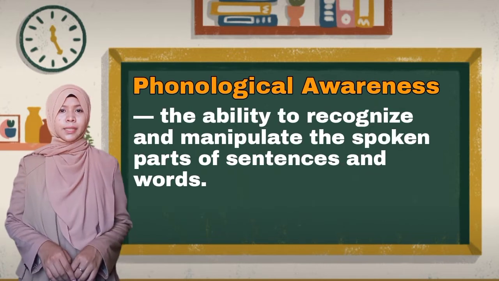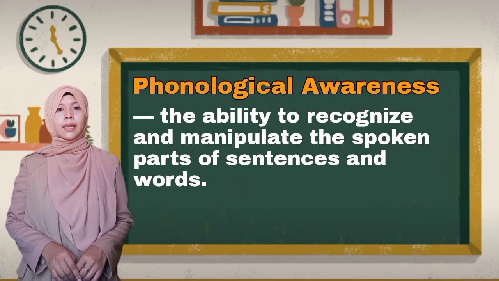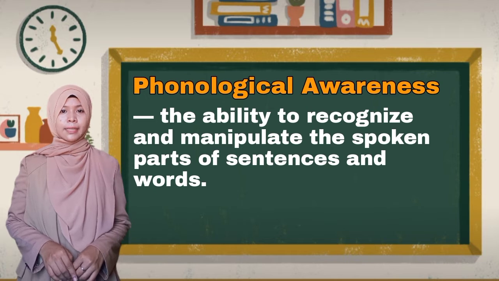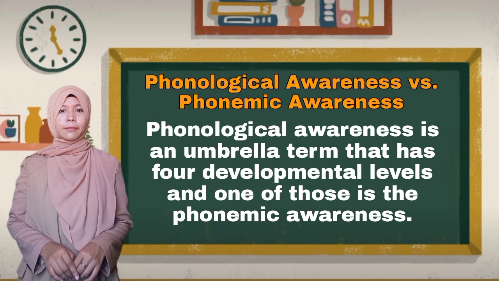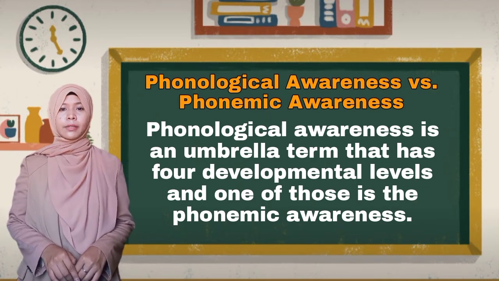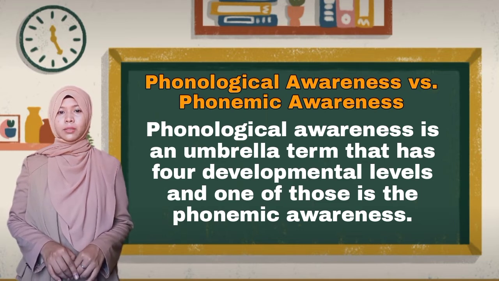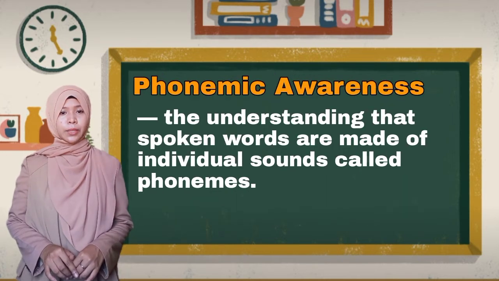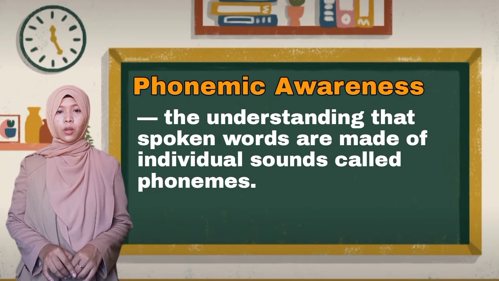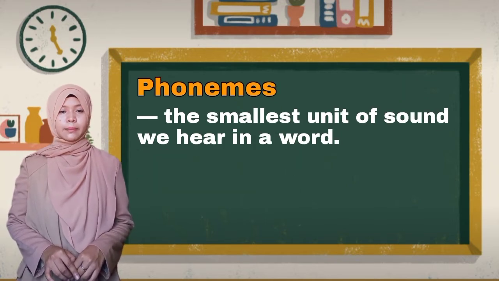Phonological awareness is the ability to recognize and manipulate the spoken parts of sentences and words. It is strongly linked to early reading and spelling success through its association with phonics. Take note that phonemic and phonological awareness are different yet very similar. The relationship is that phonological awareness is an umbrella term that has 4 developmental levels, and one of those is phonemic awareness. Phonemic awareness is the understanding that spoken words are made of individual sounds called phonemes. A phoneme is the smallest unit of sound we hear in a word.